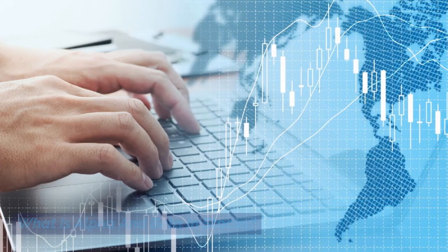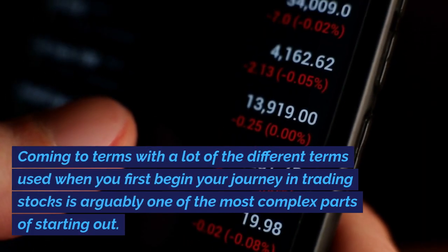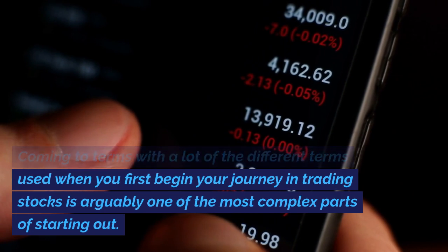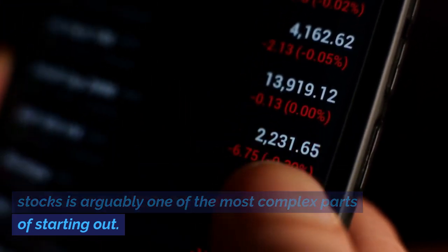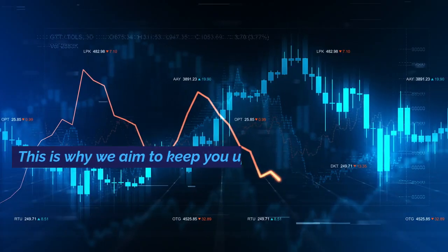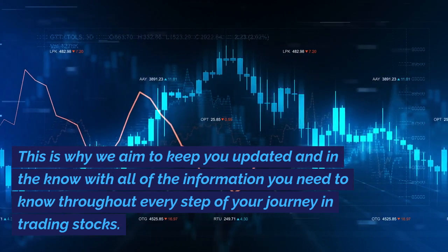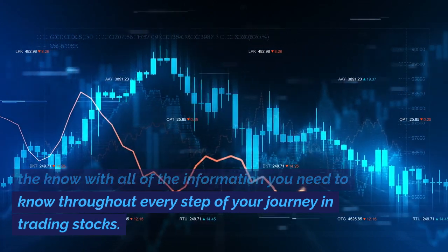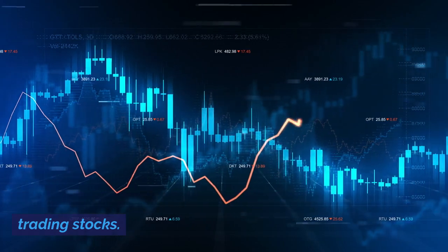What is alpha and beta in stocks? Coming to terms with a lot of the different terms used when you first begin your journey in trading stocks is arguably one of the most complex parts of starting out. This is why we aim to keep you updated and in the know with all of the information you need to know throughout every step of your journey in trading stocks.